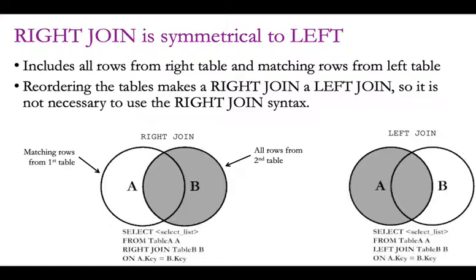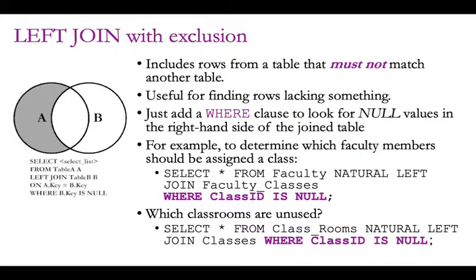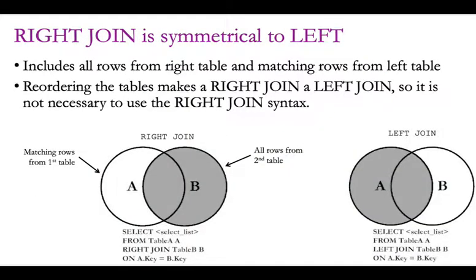And you actually don't need a right join, because you could always reorder the tables. In fact, I believe that SQLite, for example, doesn't have right join, it only has left join. And if you want to implement a right join, then you should reorder it and make it a left join.